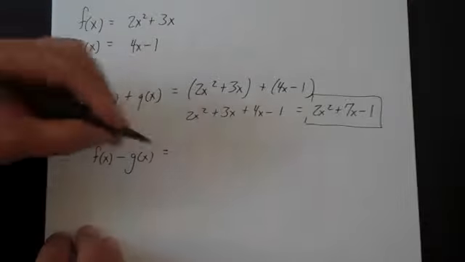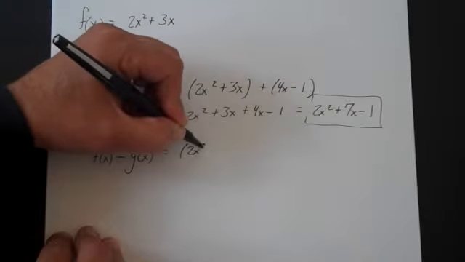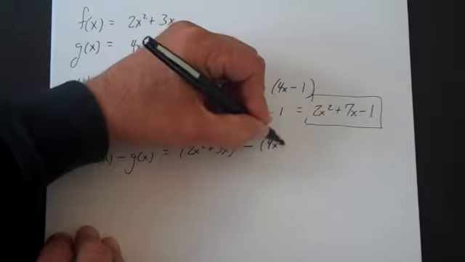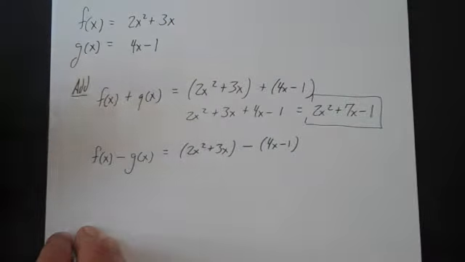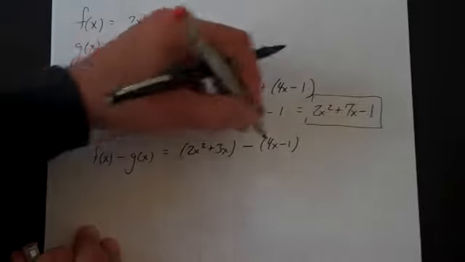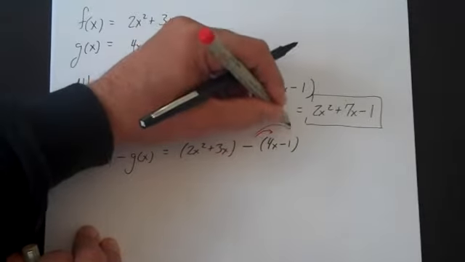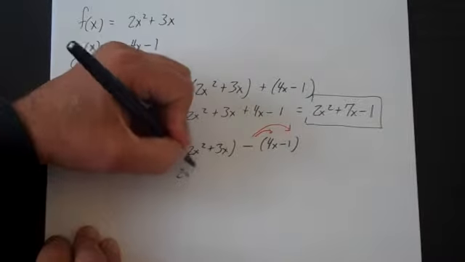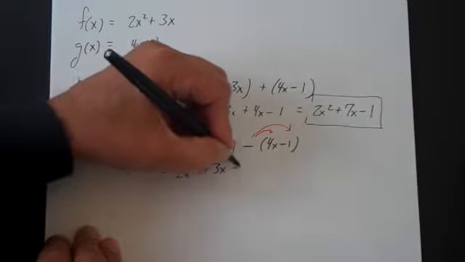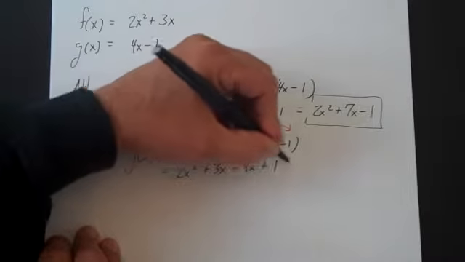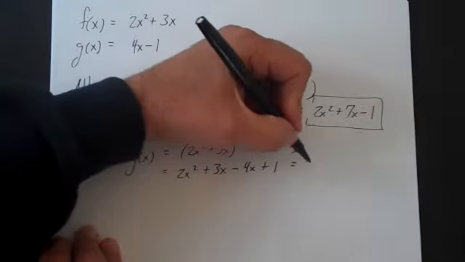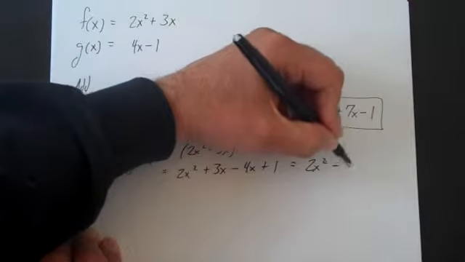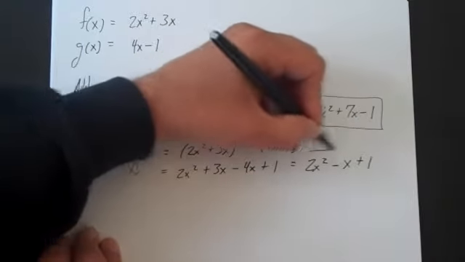How do you subtract functions? Subtract them and simplify. So that would be 2x squared plus 3x minus 4x minus 1. Remember to distribute your negative sign. And then you have 2x squared plus 3x minus 4x plus 1. That's 2x squared. 3x minus 4x is minus x. And there you have it.